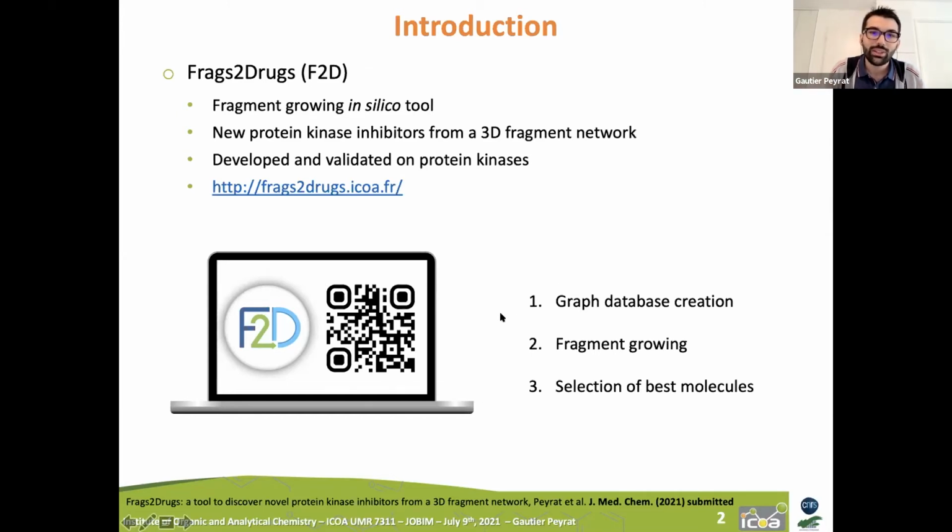This software is decomposed into three main parts. The first is the graph database creation. Then we have the fragment growing, and finally the selection of the best molecules.